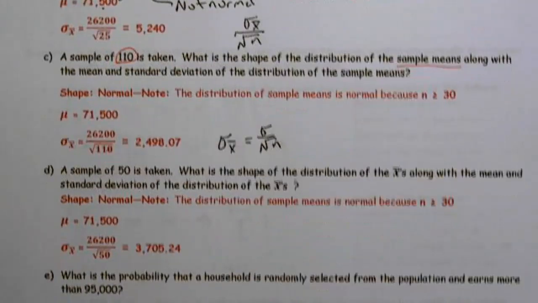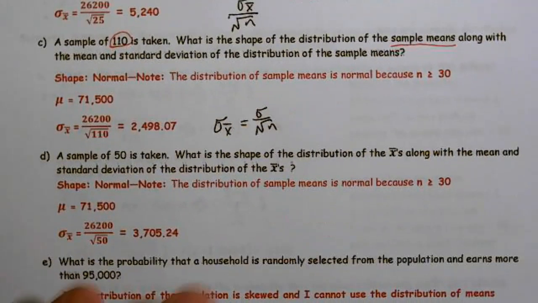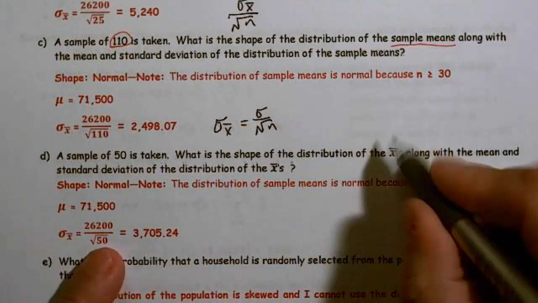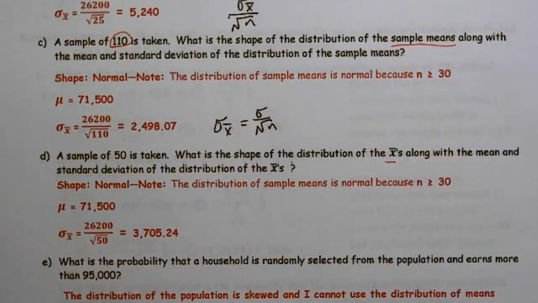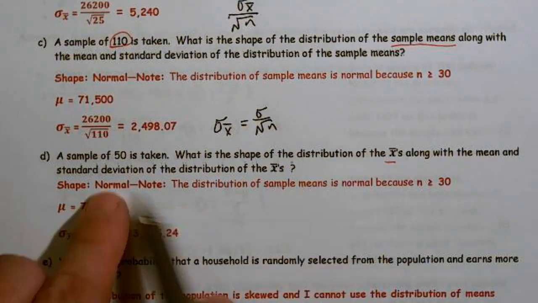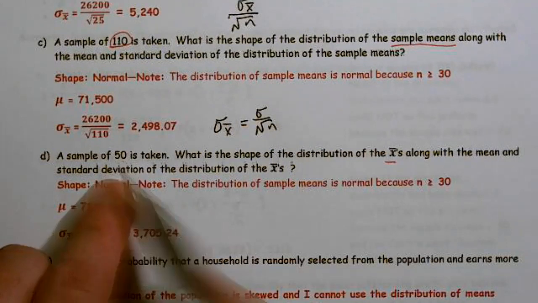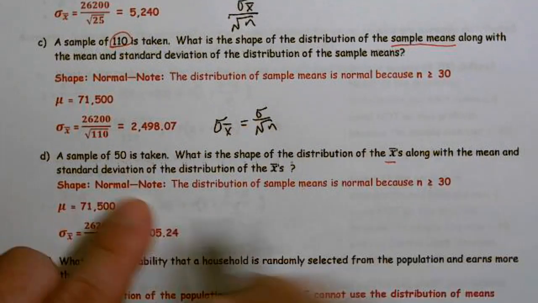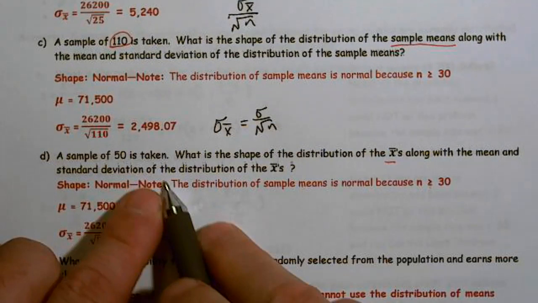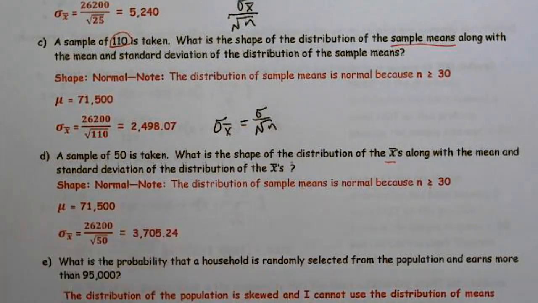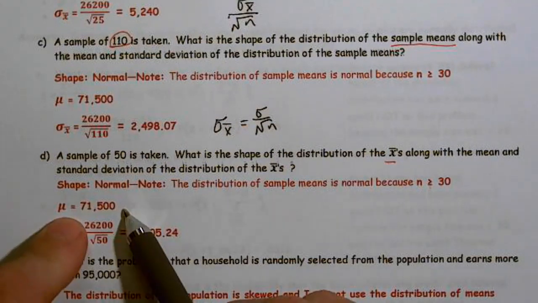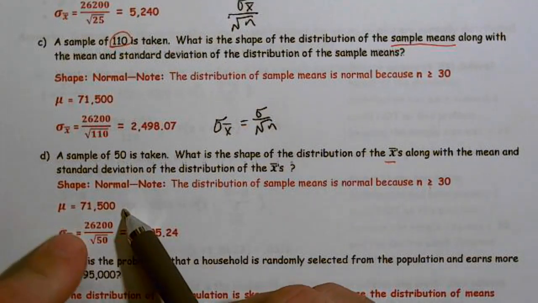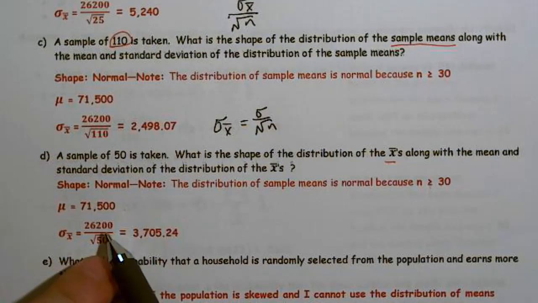A sample of 50 is taken. What is the distribution of the x bars? When I say x bars, they're saying the sample means, along with the mean and standard deviation. Well, this is greater than 30. And by the way, it can be greater than or equal to 30. Because it's greater than 30, it's normal by central limit theorem, even though the underlying distribution is skewed. It's nice, the mean is always the mean. We don't have to worry about that. And we have 26,200 divided by the square root of 50.